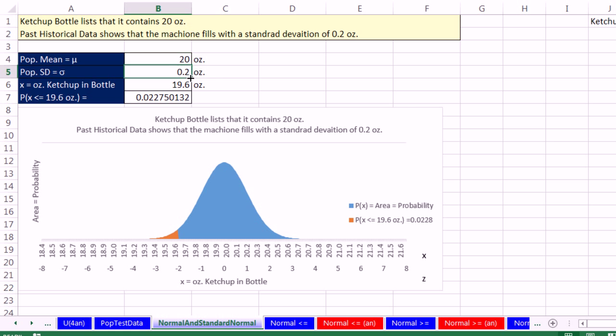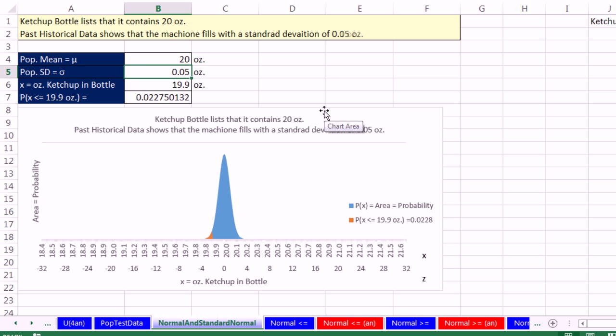Now, watch what happens when I change the standard deviation. You can see this curve. Right now, 19.4 ounces to 20.6 ounces gives us plus or minus 3 standard deviations. So I'm going to change the standard deviation to 0.1. And instantly, the spread gets much smaller. Now it's from 19.7 to 20.3. If I change it to 0.05 ounces, even smaller. So the standard deviation determines the shape or the height. I'm going to move this back to 0.2 ounces.